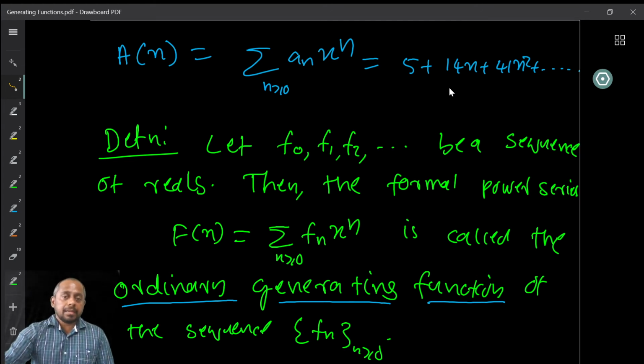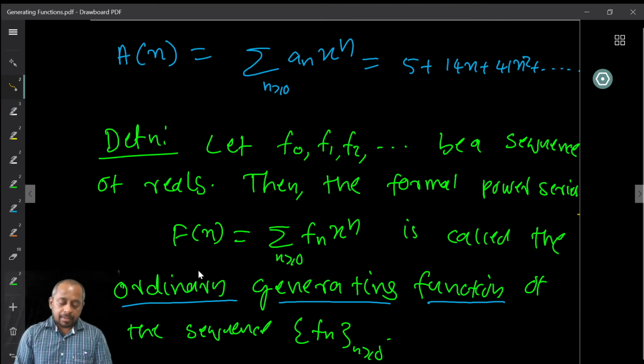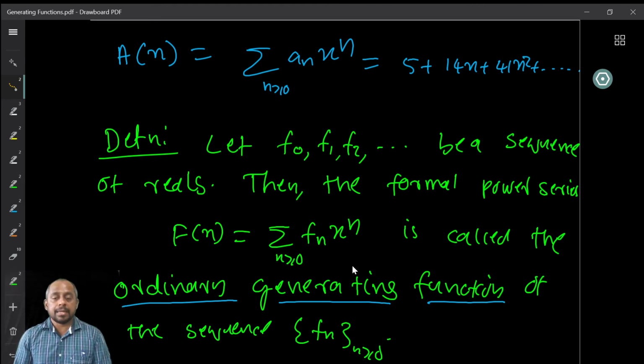So let us go a little further. We first define what we are doing here. Suppose you have a sequence of real numbers f0, f1, f2, etc. Then the formal power series f(x) equal to summation fn x raised to n is called the ordinary generating function of the sequence fn.